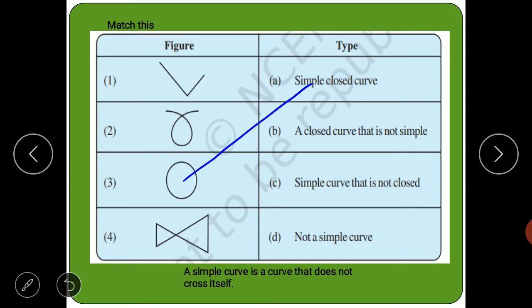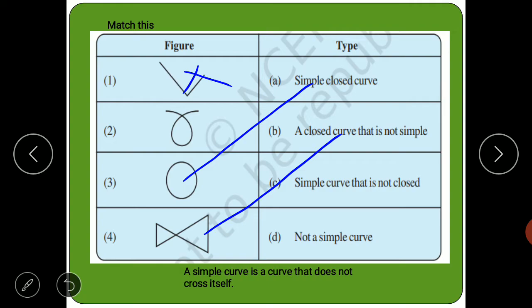Then, a closed curve that is not simple. This is not closed, because the starting and ending points are different. It's starting here, and ending here. So this is not a closed curve, and this is a closed curve but not simple. It's not a simple closed curve because it is crossing itself. So this is the right answer, a closed curve, not simple.